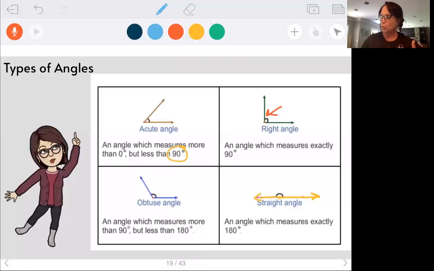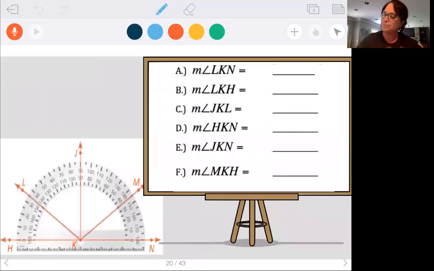Obtuse, a big obtuse angle, is more than 90 and less than 180. And then the straight angle looks kind of familiar, doesn't it? It kind of looks like a pair of opposite rays. It also looks like a line. Visually, they're all the same, so that's kind of cool. All right, next up, measuring.